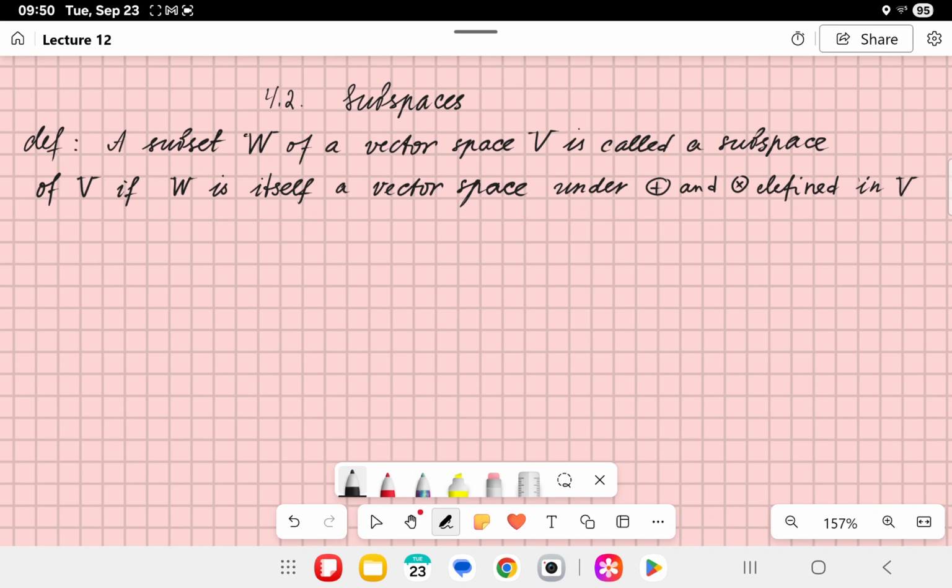What is a subspace? Well, imagine that we have a vector space V, and we have two operations in it, like addition and scalar multiplication. I put them in circles to show that they are not supposed to be regular addition and multiplication. They can be something else.